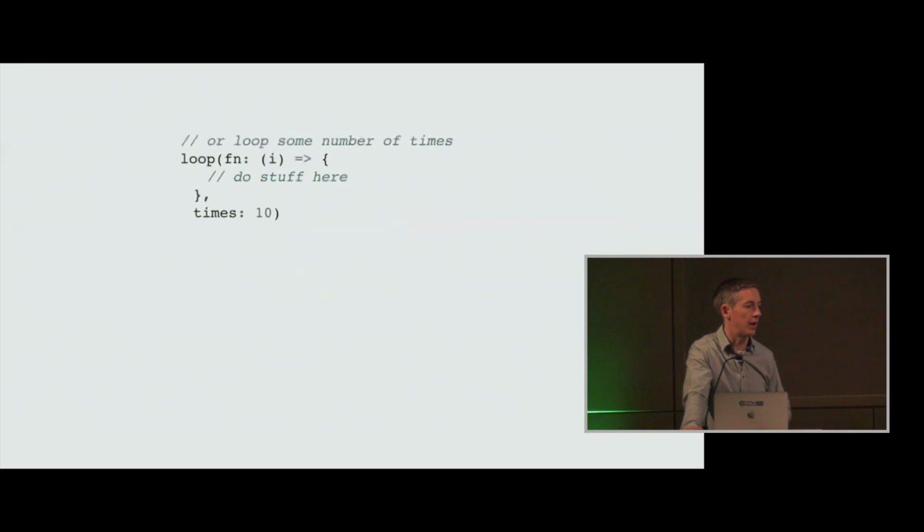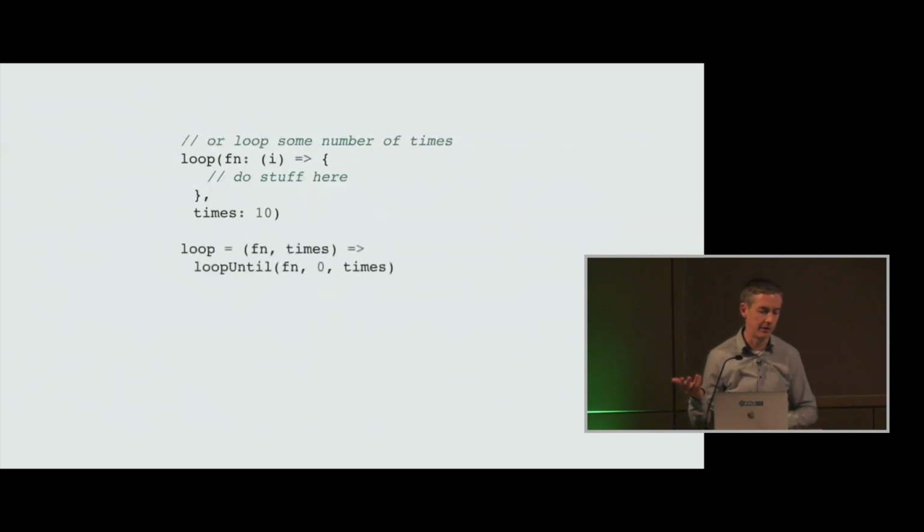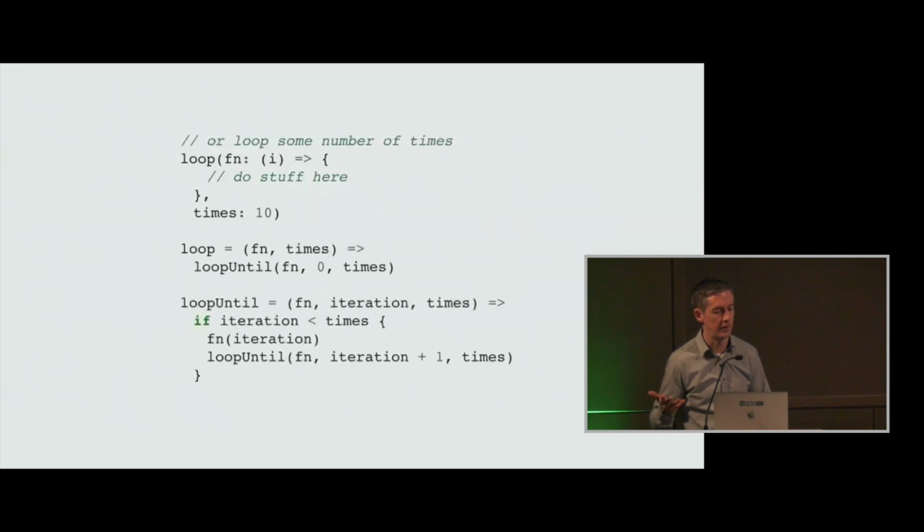Loop some specific number of times. So we could define a loop function where we just say, OK, call this function X number of times, right? So there's what the function call looks like. If we were to define that function, it would look something like this. Loop takes a function and the number of times. It's going to call a separate function called loop until. And then loop until is the recursive definition, right? The function, the iteration you're on, the number of times. You check to see if you've already gone over the number of times. If you have, then you don't call it again. Otherwise, you call the function, and then you call loop, incrementing the number.